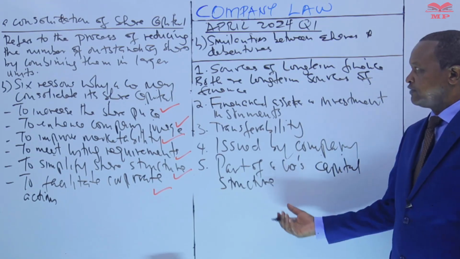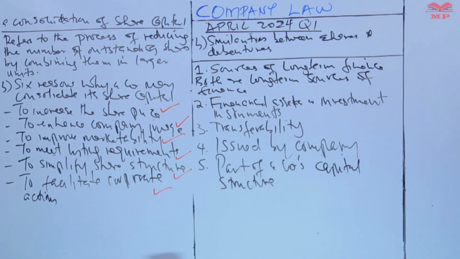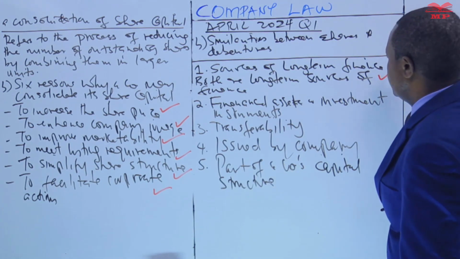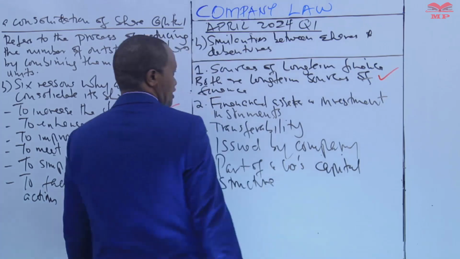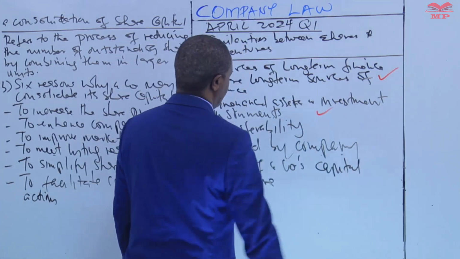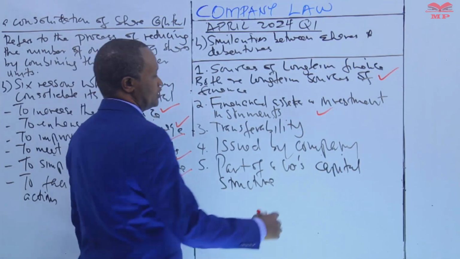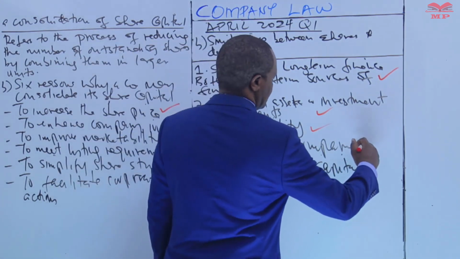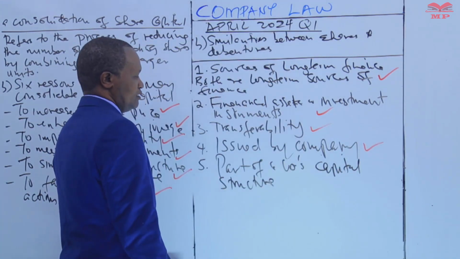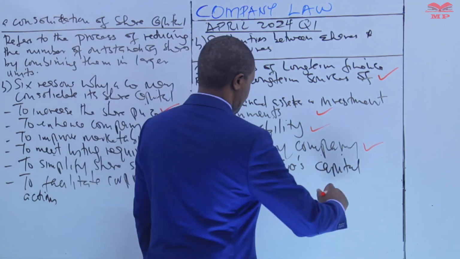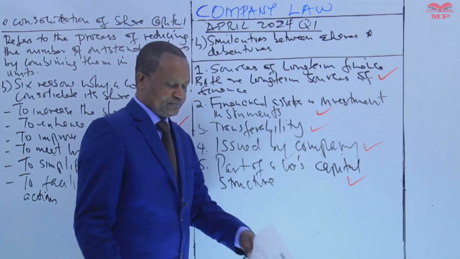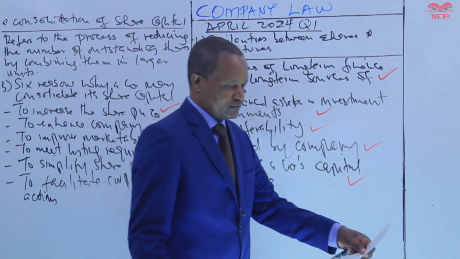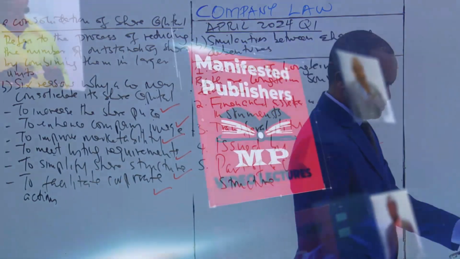So these are 5 similarities. 1, both are sources of long-term finance. 2, both are investment instruments. 3, both are transferable. 4, they are issued by companies. 5, both form part of a company's capital structure. 5 marks.